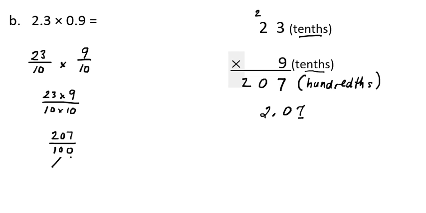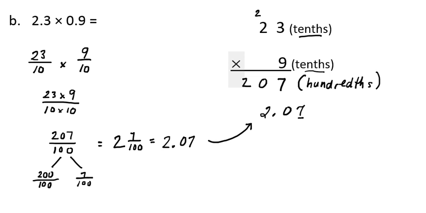If I use a number bond to decompose this, I can write down that 200 hundredths is the same thing as 2 wholes, and then I have 7 hundredths left over, and that would be the fraction part of my mixed numeral. So there's 2 7/100. If I wanted to express this as a decimal, I would have 2 wholes and 7 hundredths. And you can see that the two answers match.